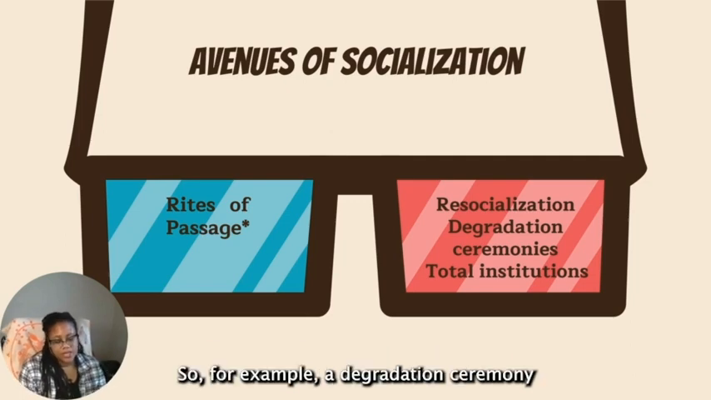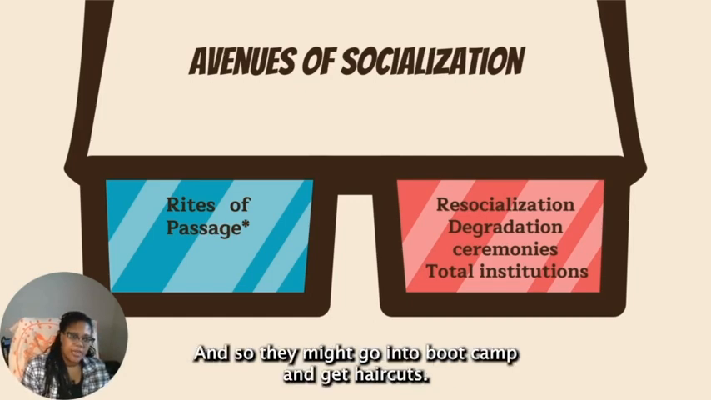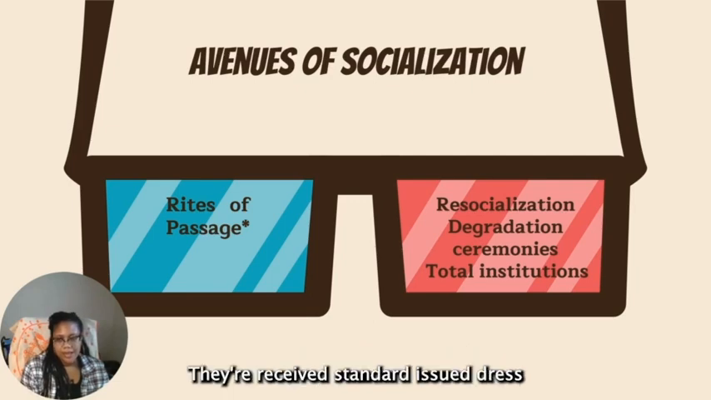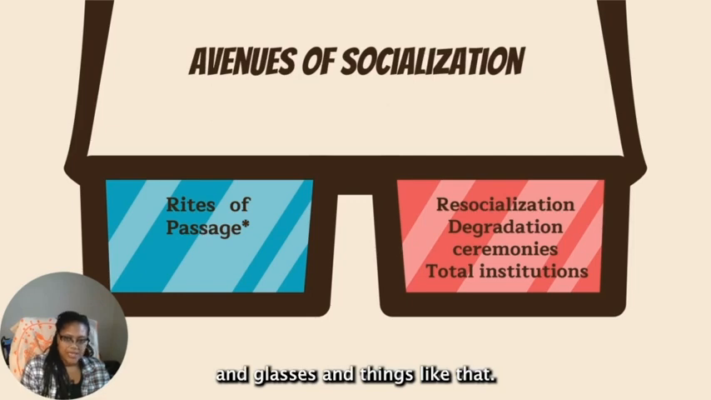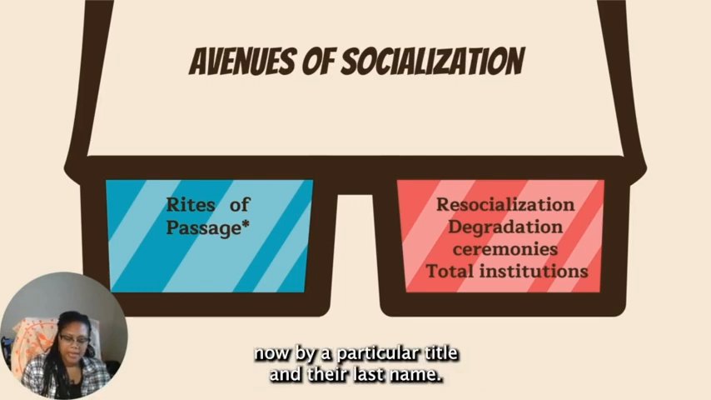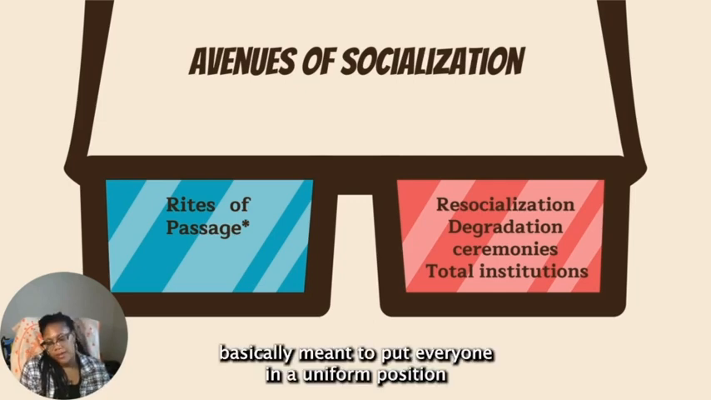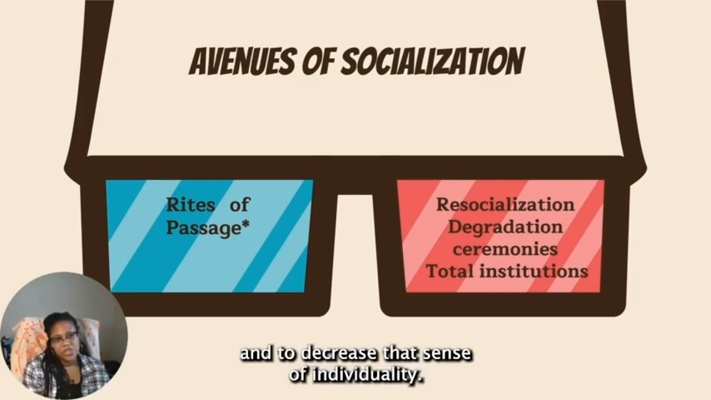So, for example, a degradation ceremony might be experienced by someone who is entering the military. And so they might go into boot camp and get haircuts. They receive standard issued dress and glasses and things like that. Their names change. So instead of being known by their first name, often they are known now by a particular title and their last name. And so this may not necessarily dehumanize, although some people do feel dehumanized because their individuality is removed. But it's basically meant to put everyone in a uniform position and to decrease that sense of individuality.